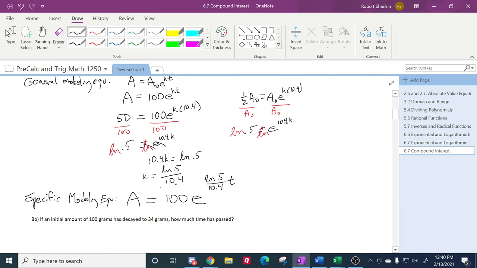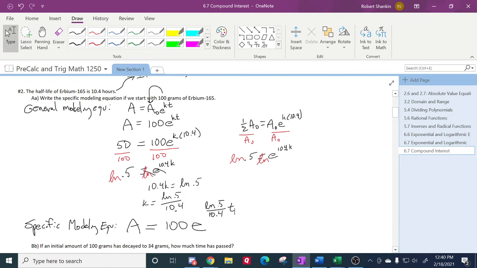Alright, so give me a little feedback on coming up with the specific modeling equation from the half-life. Half-life information lets you find out what k is.